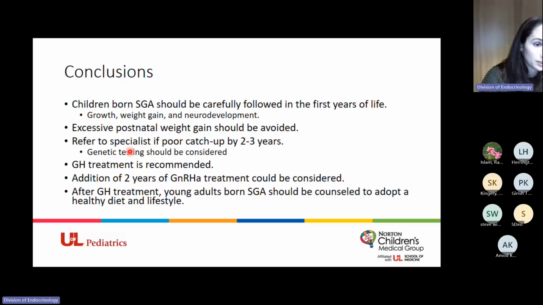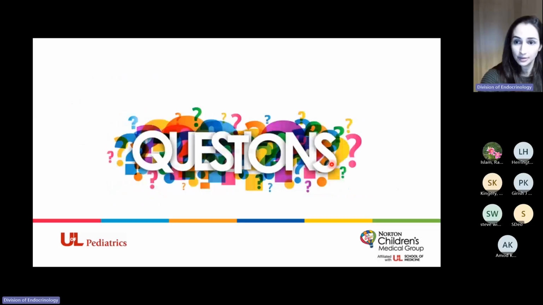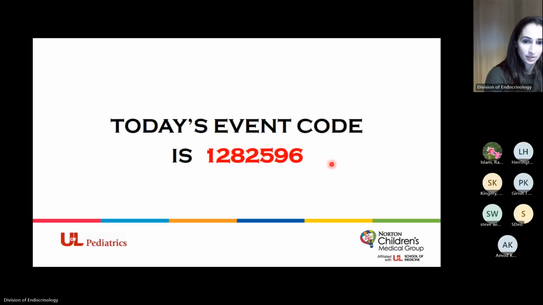that's when they need to be referred to endocrinology. And often we will start growth hormone treatment around this time because we know that there are multiple benefits. In those that have a poor projected adult height at the onset of puberty, we can consider adding 2 years of GnRH agonists to delay the progression of puberty and just give them a little more time to grow. And then after growth hormone treatment, those young adults that were born SGA, we should just counsel to work on a healthy diet and a healthy lifestyle. And that's all that I have for today.